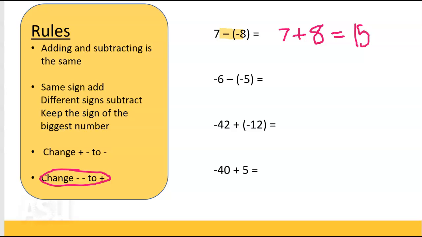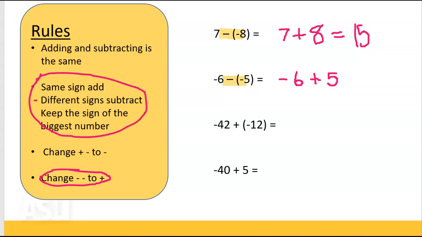All right, the next one, we also have a minus. So we're going to take this minus and turn it into a plus. So we're going to rewrite it, -6, we're keeping that first negative, plus 5. All right, now we're going to follow these rules right here.